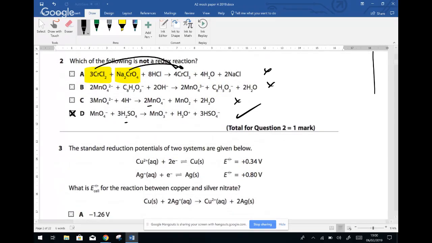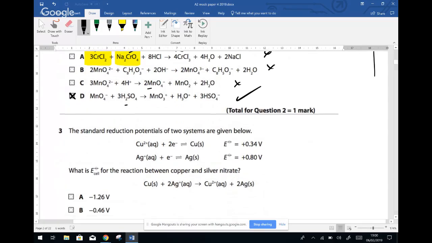Even more interesting is the fact that the manganese technically isn't actually doing anything. So it's an oxygen. That's a form of acid-base reaction.